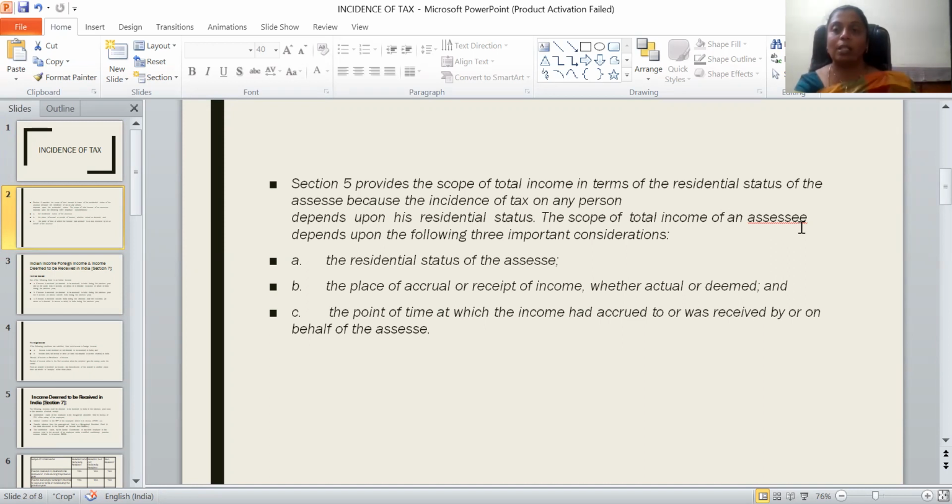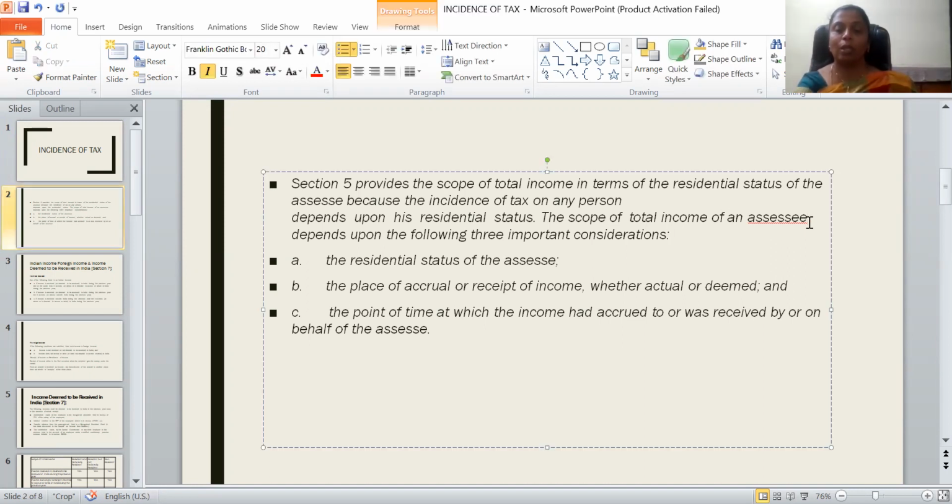This incidence of tax depends entirely upon the residential status of an individual, and the scope of total income of an assessee depends upon the following 3 points, which have to be considered when we check the incidence of tax. First, the residential status of an assessee, whether he is ordinary resident, not ordinary resident, or non-resident, has to be checked first, and based upon that, the incidence of tax of an assessee will be calculated.